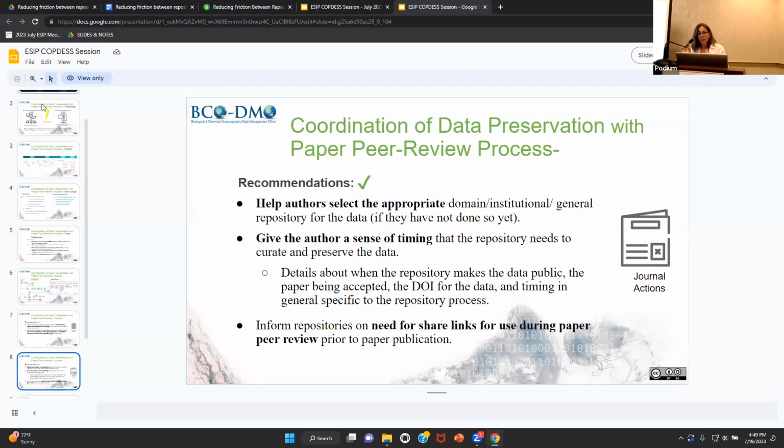And then for journals, for publishers, help the authors understand these timelines. And this could be expanded actually, because helping them find an appropriate repository, I don't know that we've nailed that yet either. I think a lot of authors are still kind of figuring out what to do if they don't get direct guidance from their funder or some other institutional guidance. They are going to Zenodo or going to Figshare or Dryad. Give them a sense of timing, and then inform repositories. Let them know what their needs are for peer review. If they do need share links, if they do need other things, start to have a dialogue. Okay.